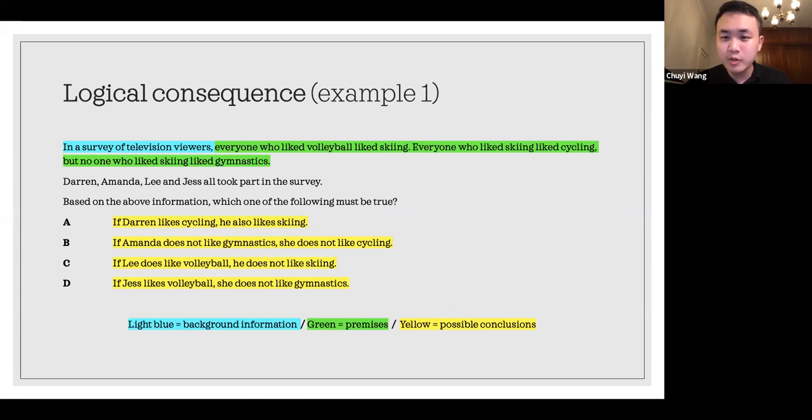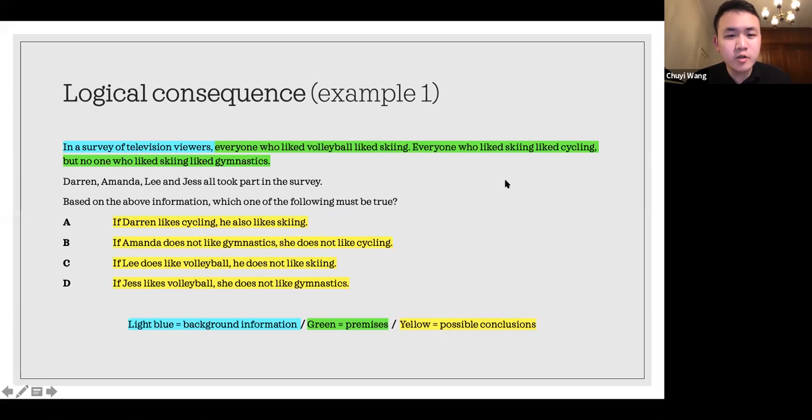So like I said, the best way of doing these sorts of questions is to step through each one line by line, the multiple choice, and think about, hey, is this necessarily true? Now let's look at the 4 answers here. A says, if Darren likes cycling, he also likes skiing. Now, is that necessarily true? Anyone? It's not necessarily true, right?